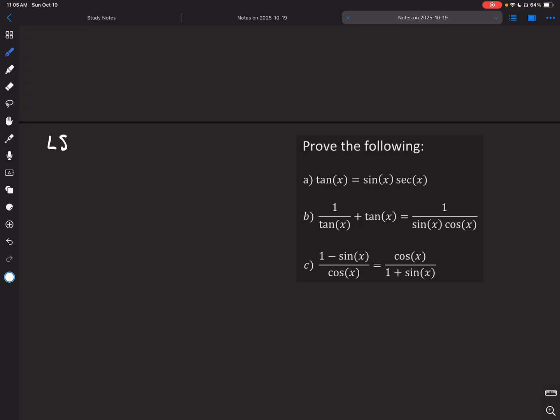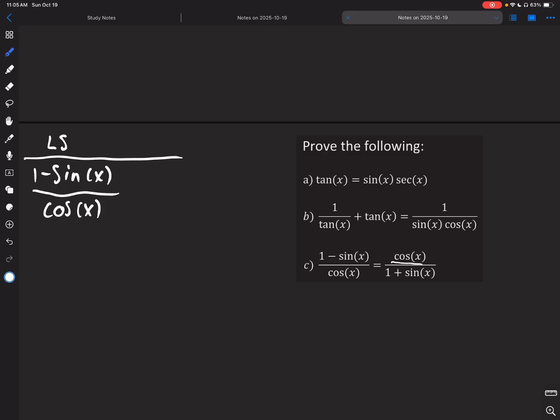Okay, so our left side is equal to (1 - sin x)/cos x. And our right side is cos x/(1 + sin x). So if we look here, they almost look like the reciprocals or opposites of each other.